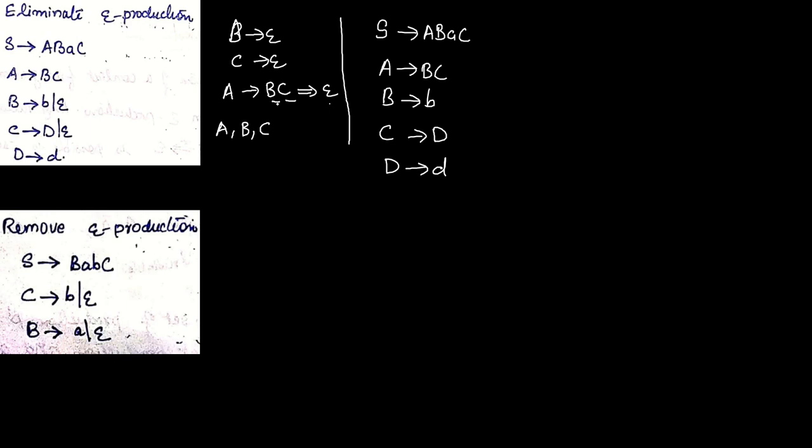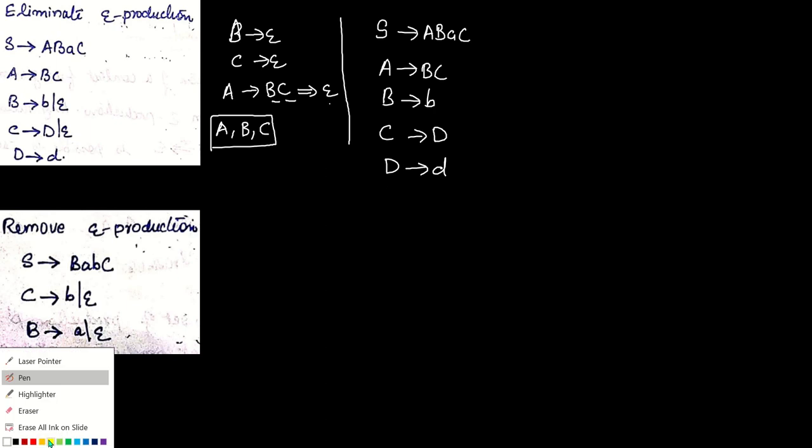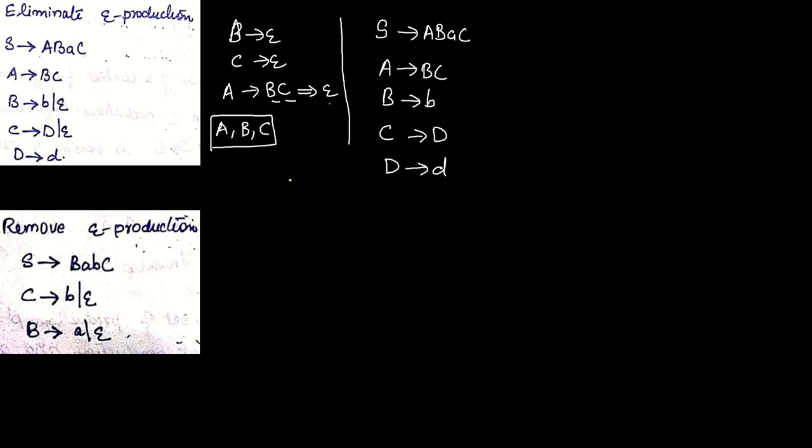Now we have to replace these nullable variables with epsilon. Along with these existing productions, we have to add new productions by substituting epsilon for these nullable variables. So here in this production we have A. When I substitute epsilon for this A, the remaining is BAC. Now substitute epsilon for this B, so the remaining is AAC. Now substitute epsilon for this C, so it will be ABA.